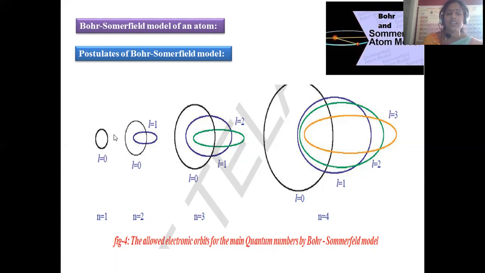All these are quantized and spherical in shape, just like when l is equal to 0. It is spherical or round-shaped. In a similar manner, s orbital, p orbital, d orbital, every orbit is represented in the same manner. That is the main drawback of Bohr's theory. Sommerfeld modified this assumption.